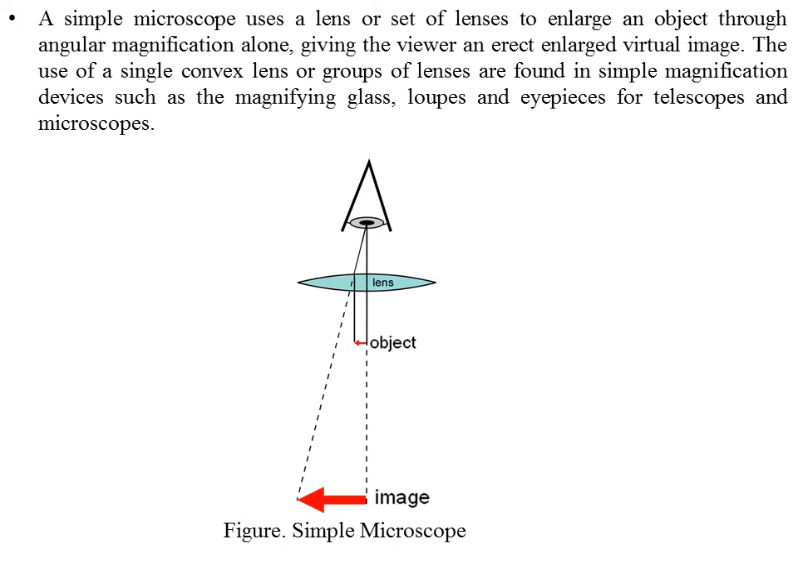Here the use of a single convex lens or a group of lenses is found in simple magnification. Such an application of a simple microscope we can see in magnifying glasses, where we can zoom and see the magnified image of an object. The same principle is adopted for eyepieces of telescopes and microscopes. So a simple microscope makes use of a lens, and with its help, when the observer sees the object, the enlarged virtual image of the object is produced.